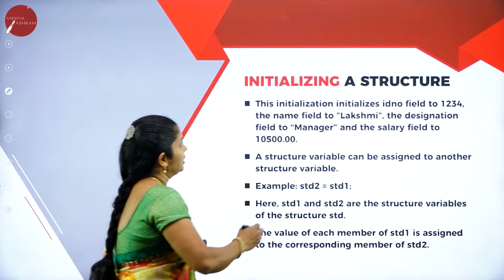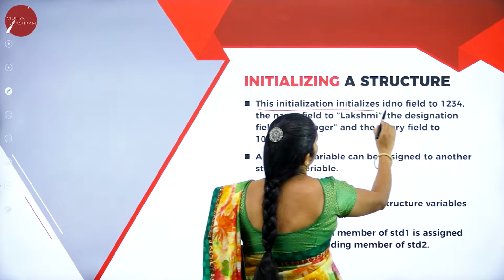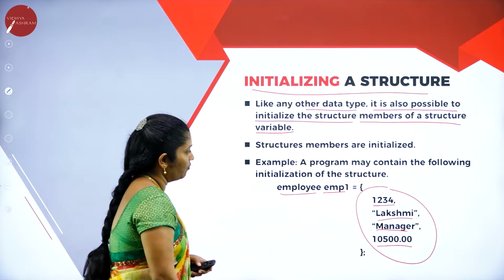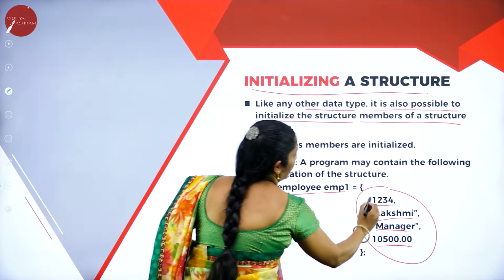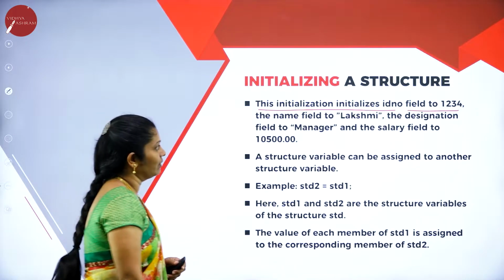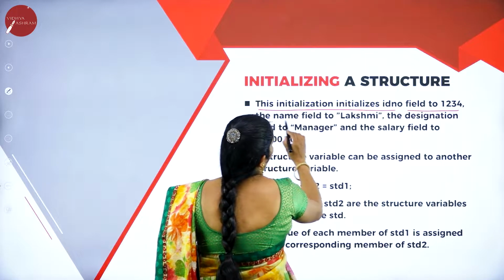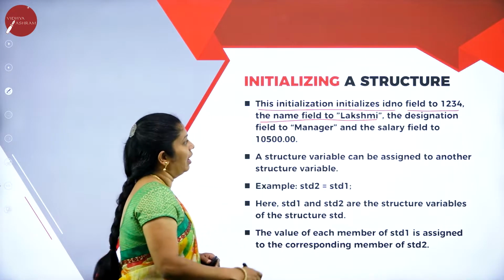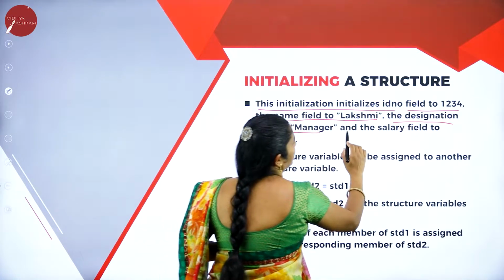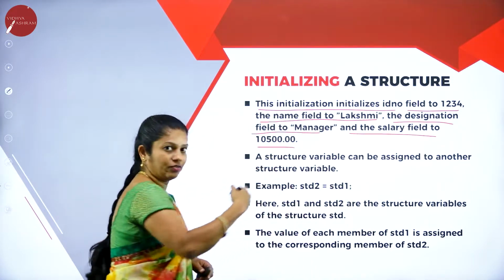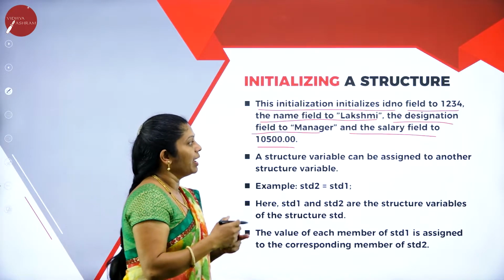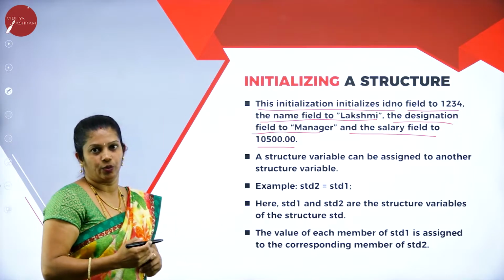Next, this initialization initializes the ID field to 123. If you observe here, the ID is given as 123, here 1, 2, 3 we have given. Then the name field as Lakshmi, designation as manager, and the salary field, whatever value we have given, it will display here.